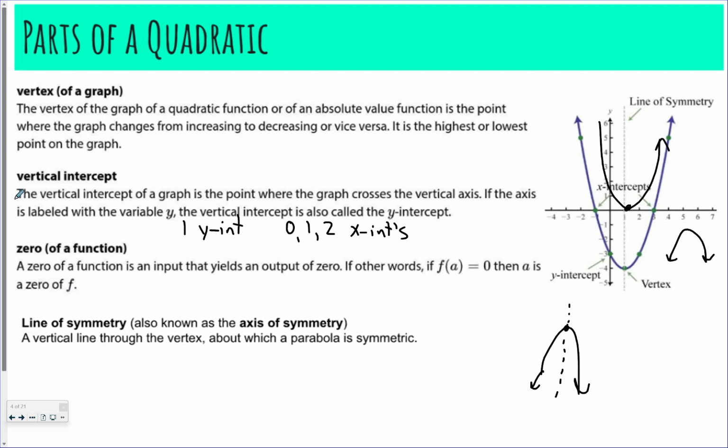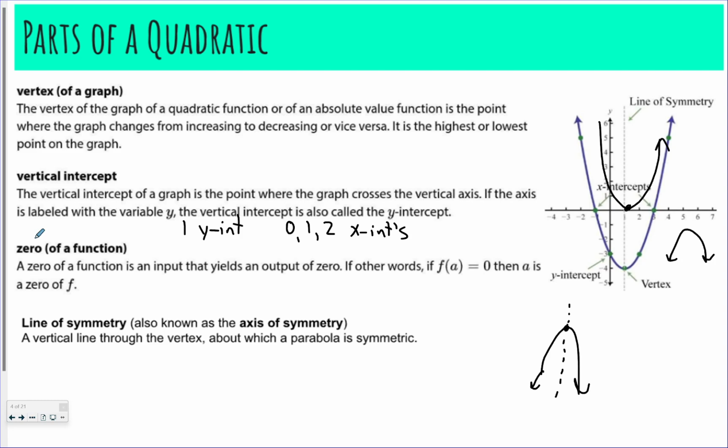Here's another word that you're going to see a lot, the word zero. A zero of a function is an input that leads to an output of 0. So, for example, if I were to plug a number A in for a function f, and when I do the math it gives me an answer of 0, then A is considered a zero of f. Not that it's equal to 0, but it's a zero.